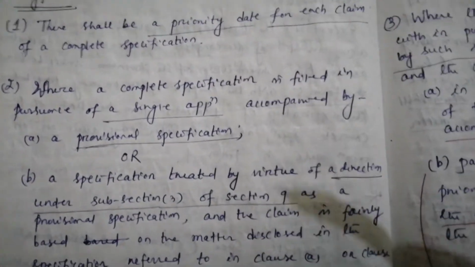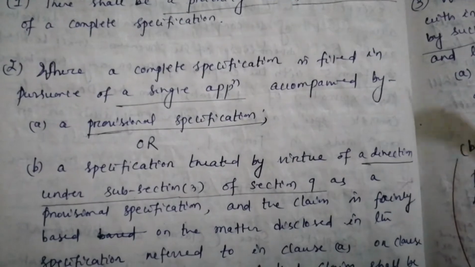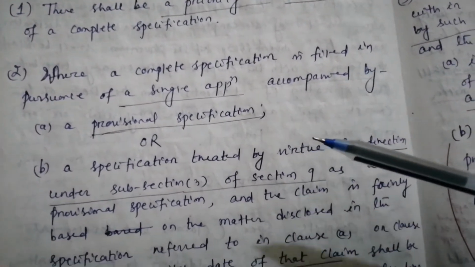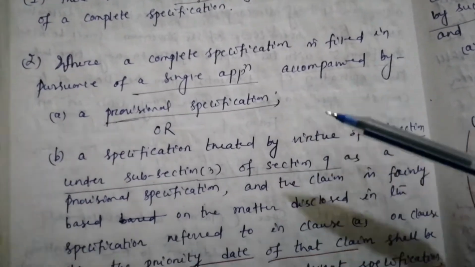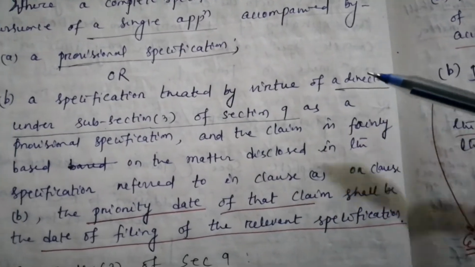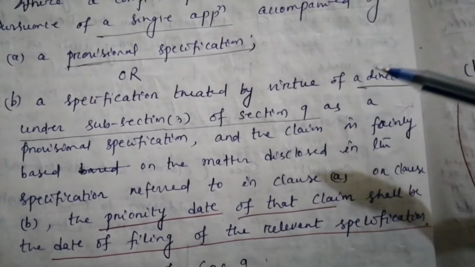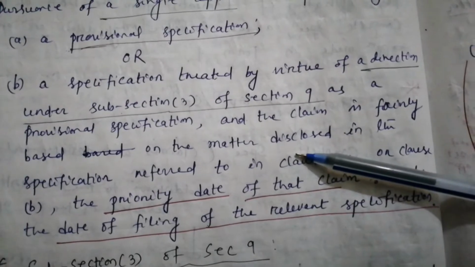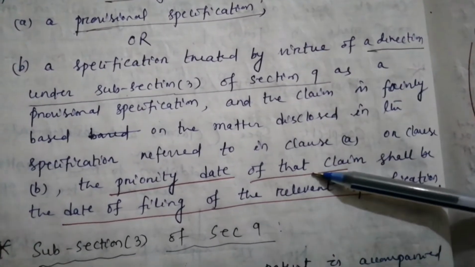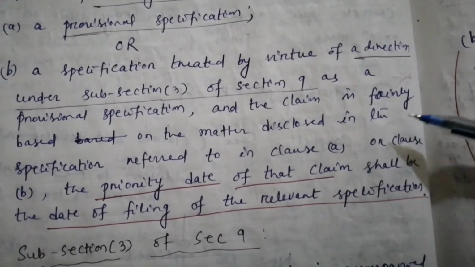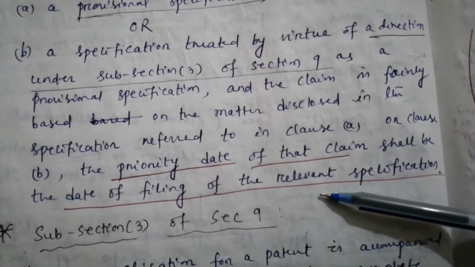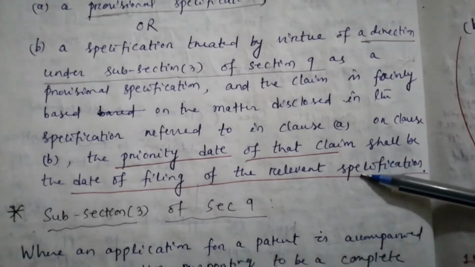Subsection 2 says: where a complete specification is filed in pursuance of a single application accompanied by clause A, a provisional specification, or clause B, a specification treated by virtue of a direction under subsection 3 of section 9 as a provisional specification, and the claim is fairly based on the matter disclosed in the specification referred to in clause A or clause B, the priority date of that claim shall be the date of filing of the relevant specification.